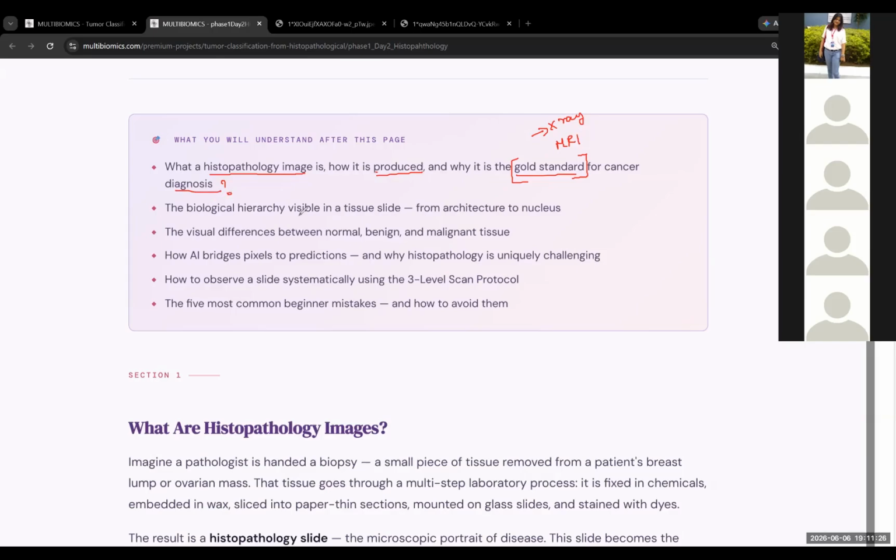Now we can also see biological hierarchy in the tissue slide. What do you mean by biological hierarchy? It will follow further in the lecture today, so stay attentive. Hierarchy means levels. So we can visualize these slides at different levels. Just remember that. It will also show some visual differences between three types.